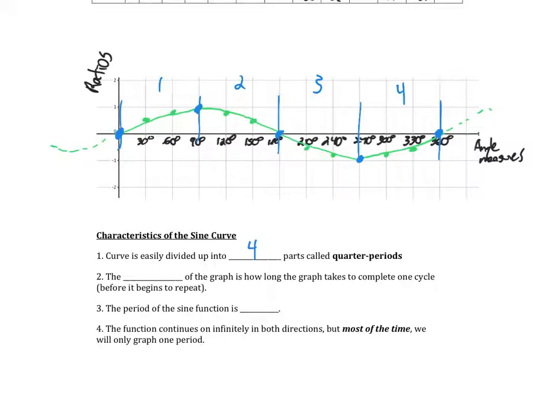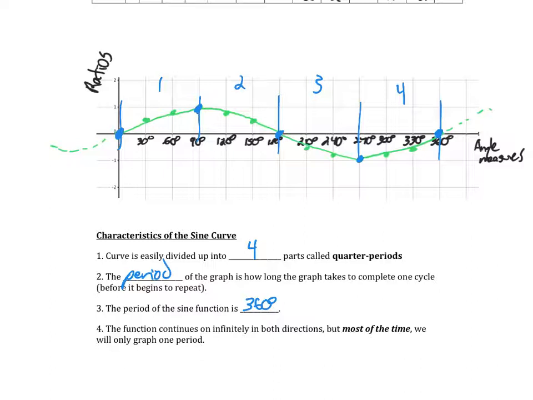Talked about this already, but the period of the graph is how long it takes the graph to complete one cycle. So how long did it take to complete one cycle here? Well, it's 360 degrees. You'll notice that's the solid line in green. It's how long it takes for the graph to repeat. As we mentioned before, after that, the graph would start to repeat and look the same again. The period of this sine function is 360 degrees. That's how long it took to repeat one cycle.